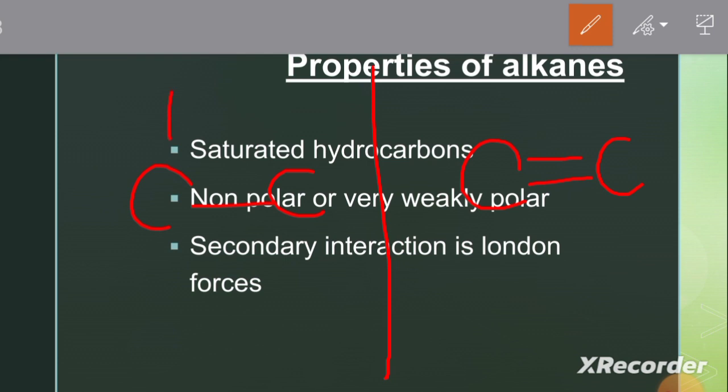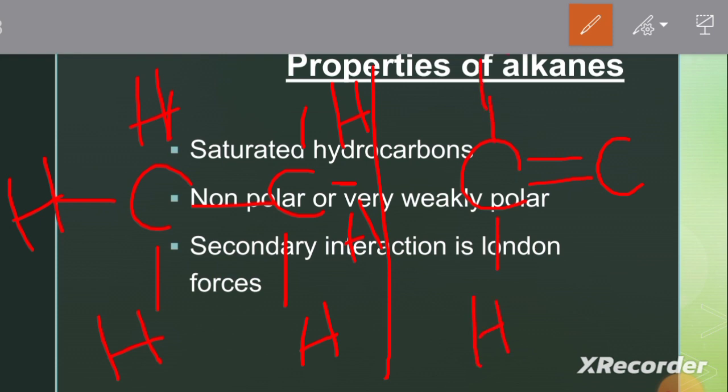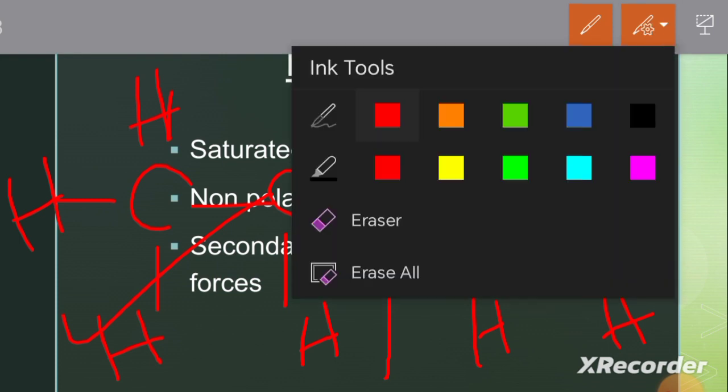So here, the maximum number of hydrogen that can be bonded to a carbon is 3, right? Like this, 3 hydrogen can be there as a maximum number. But for this alkene, only 2 hydrogen atoms can be bonded. So in this case, the maximum number of hydrogen is taken by the carbon atoms, so that it is saturated with hydrogen. So it is said that alkanes are saturated hydrocarbons.